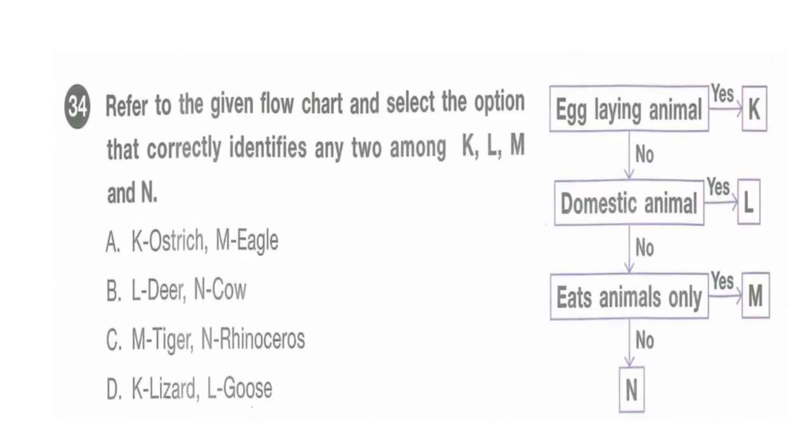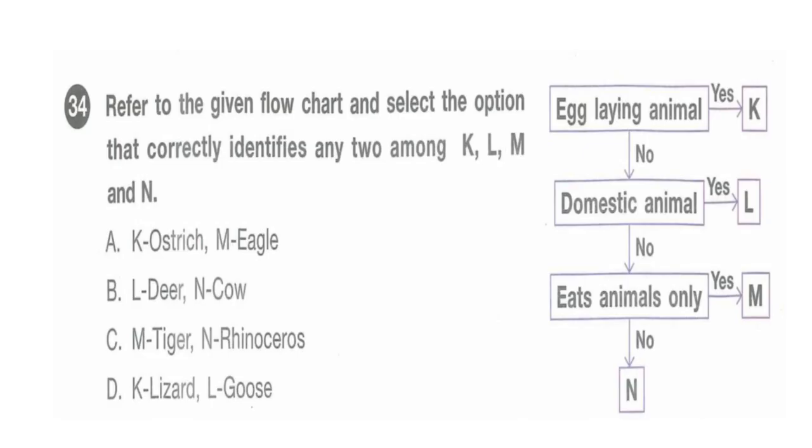Question number 34. Refer to the given flow chart and select the option that correctly identifies any two among K, L, M and N. Option A, K ostrich, M eagle. Option B, L deer, N cow. C, M tiger, N rhinoceros. D, K lizard, L goose.